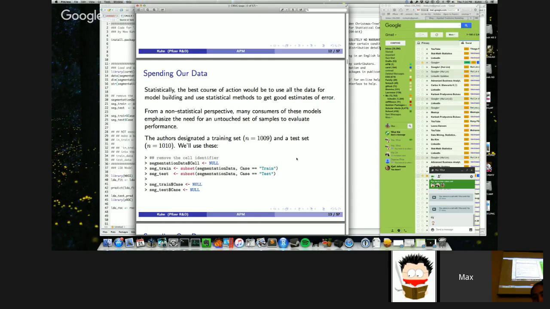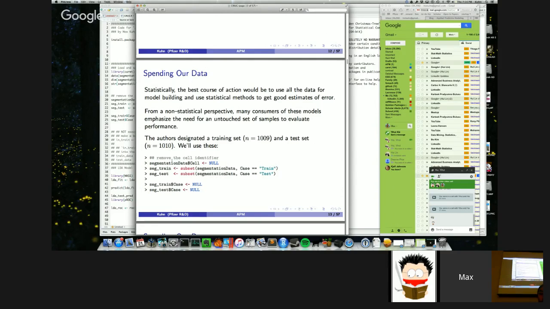So, you know, you ask a statistician any question, and the answer is it depends. And that's basically the answer here. For this particular data set, the authors classified about half of the data into testing and about half into training. And I wouldn't normally do that. I wouldn't put that much into testing. But I'll just kind of follow their lead here, and we'll use the same test and training set that they had.